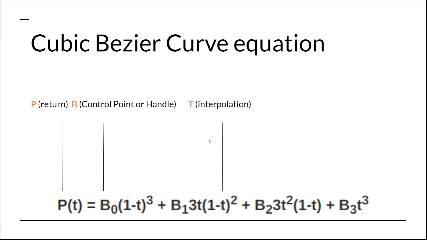And then we have T, which is the interpolation. And T is on a scale of 0 to 1. So 0 would be at the first control point and 1 would be at the second.